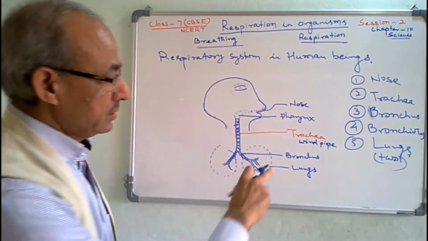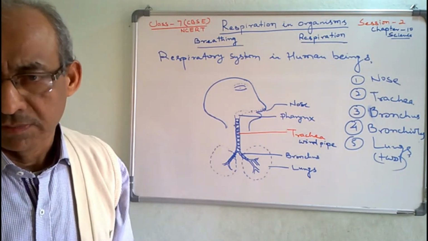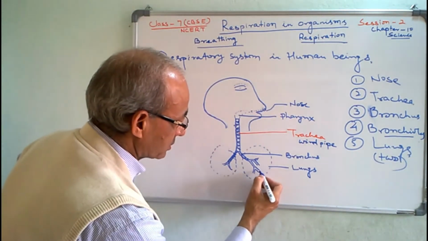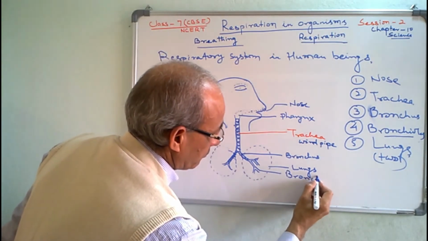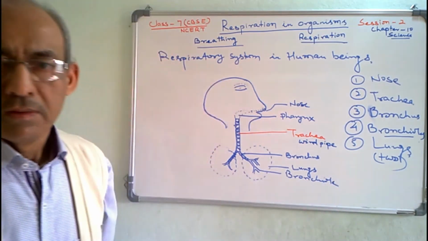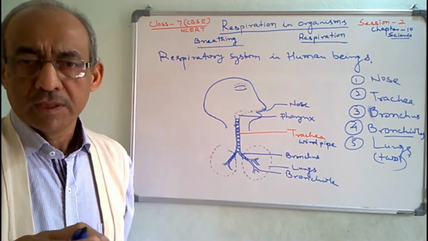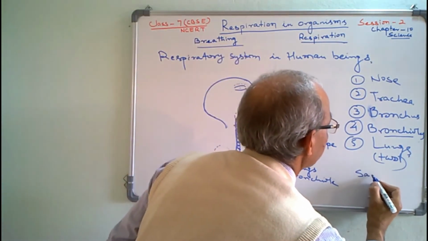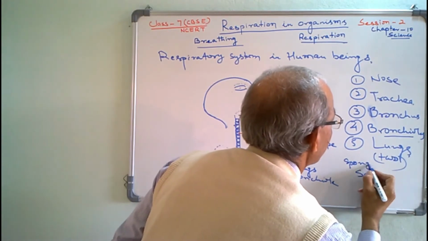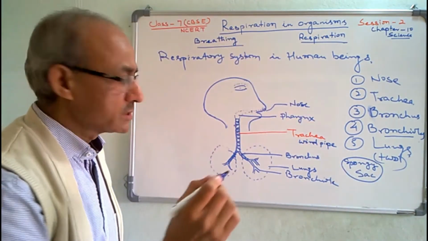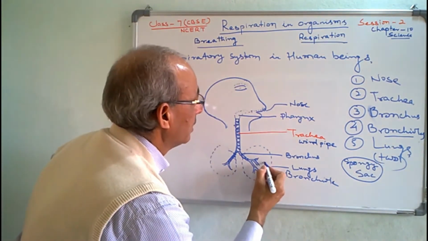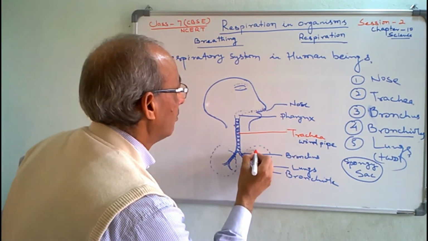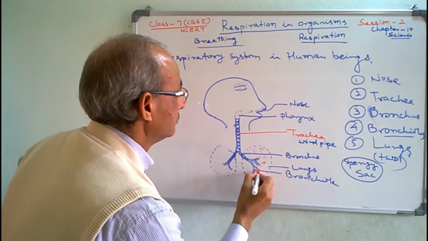In the lungs, the bronchus divides into a number of branches. Those branches are called bronchioles. These are the bronchioles, you see. Lungs is a very spongy structure, a spongy sac-like structure. And it consists of a number of small, again here with red I am drawing, small bag-like, sac-like structures, like this.